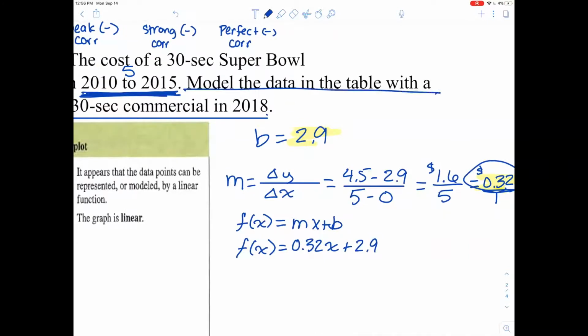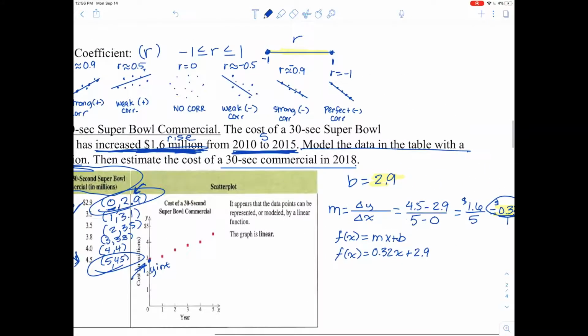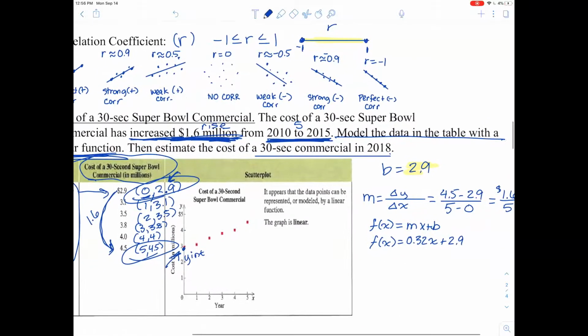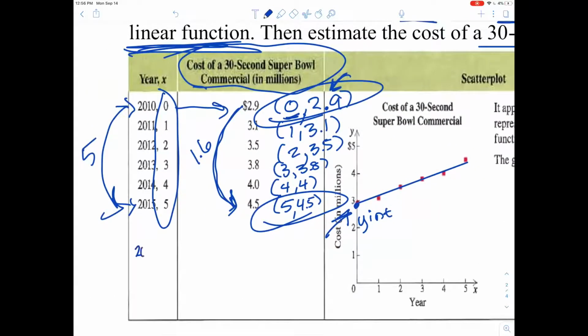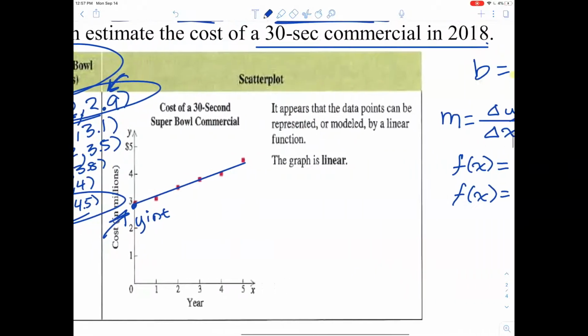We modeled the data with a linear function. Now we're supposed to estimate the cost of a 30-second commercial in 2018. Using our model, we should be able to do that because those points are pretty clustered around a straight line. So in 2018, that would be years, let's see, 2016, 2017, 2018, 6, 7, 8. That's year 8.